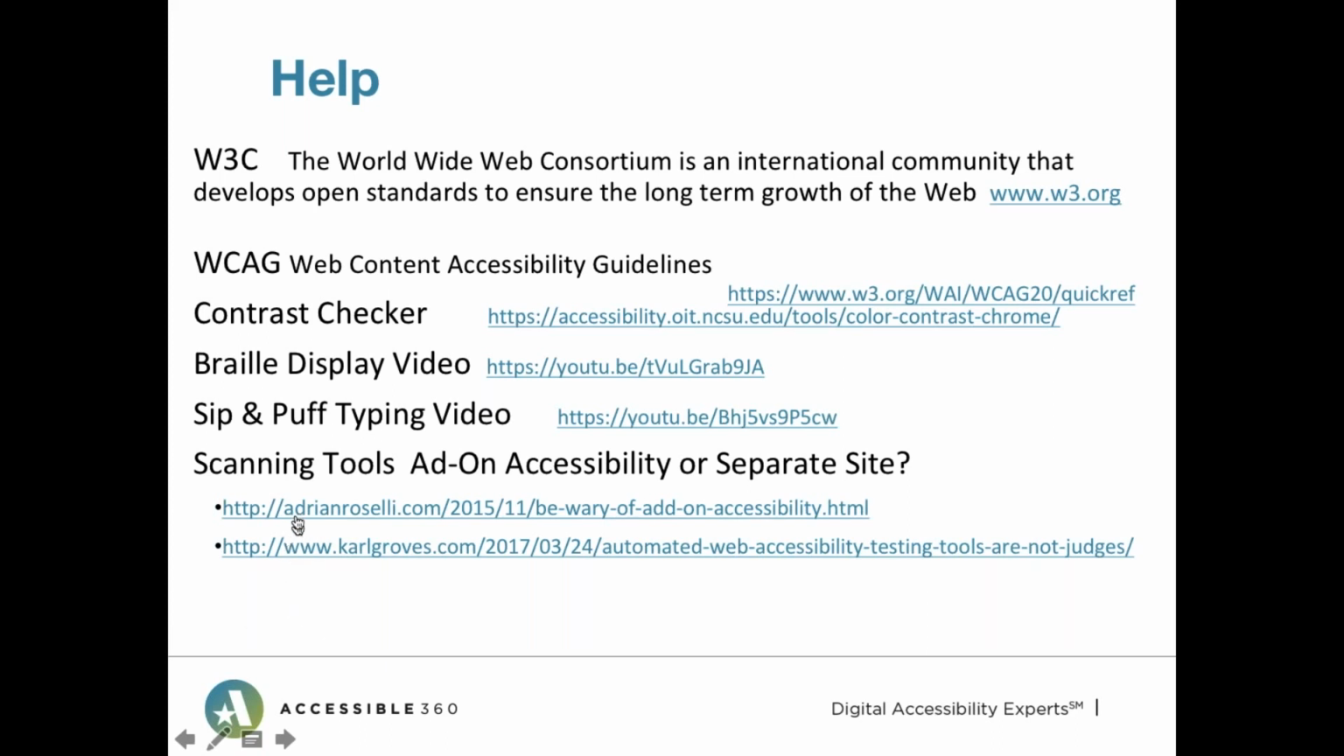These two are third-party articles. Again, I like to use the government or other people than us to talk about the difference between scanning tools, add-on accessibility, or the concept of a separate site.